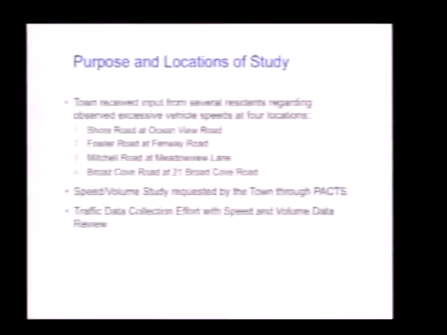So the town, as was mentioned, received input from several residents regarding some observed excessive speeds at four locations in town: Shore Road at Ocean View Road, Fowler Road at Fenway Road, Mitchell Road at Meadowview Lane, Broad Cove Road, in the vicinity of 21 Broad Cove Road. And basically, the town went to PACS, which is the regional transportation group, and requested funding, which they did receive, to do this study. So basically, it's a traffic data collection effort for speed and volume data.